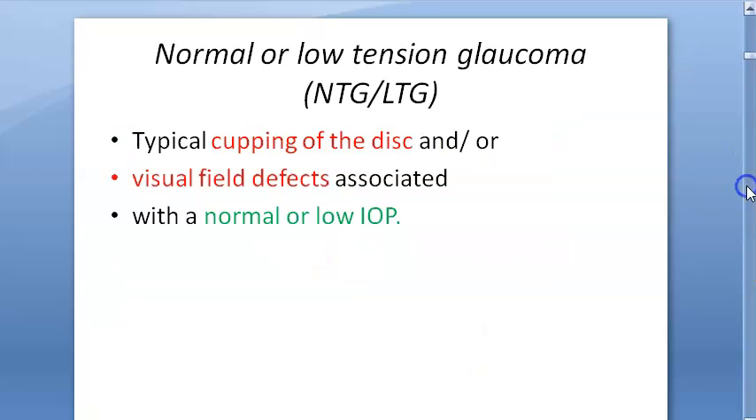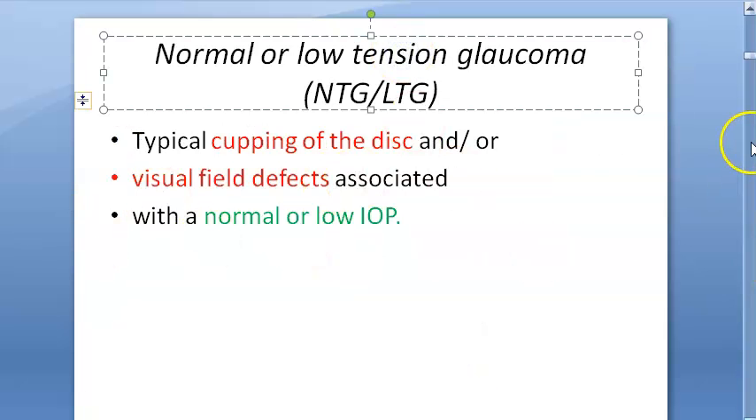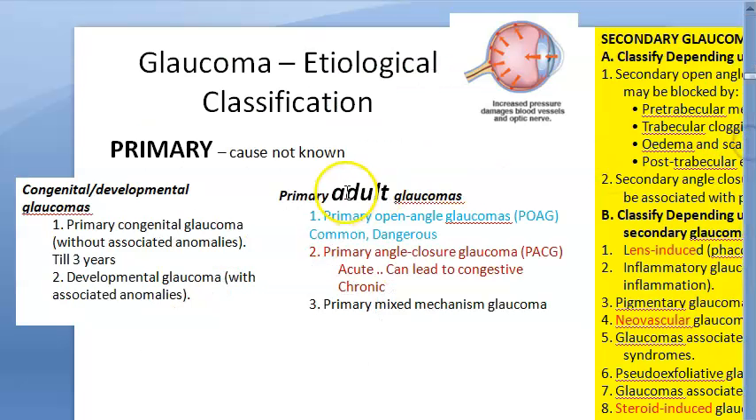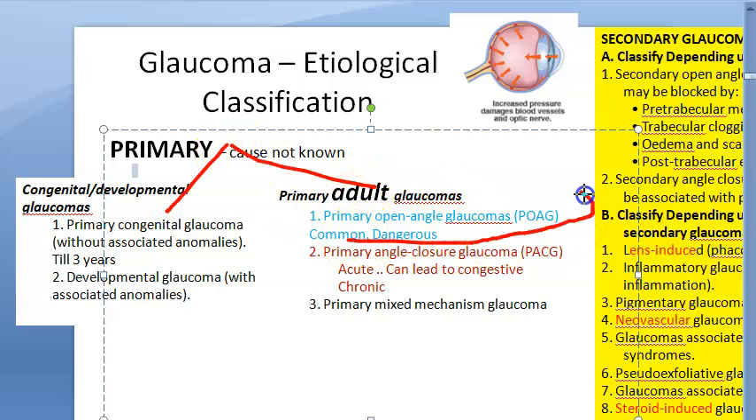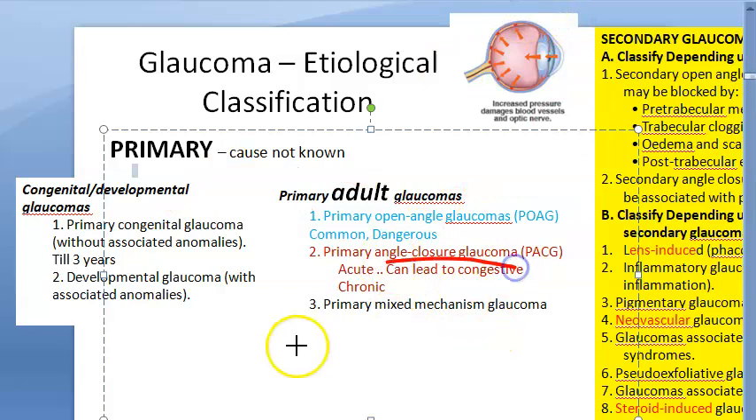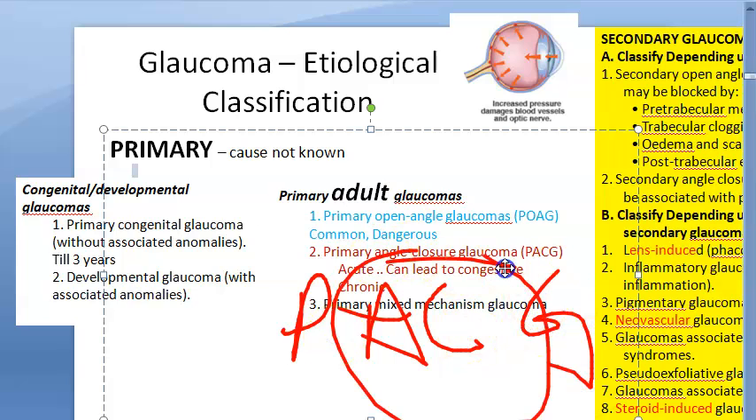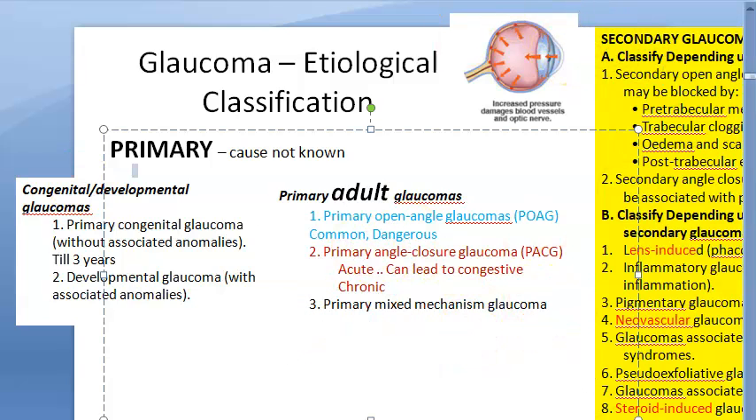right? So you have so many types of glaucoma, right? This is the classification of glaucoma. You have in primary you have congenital and adult. In adult, open angle glaucoma we have already seen. Now we are moving on to angle closure glaucoma. So primary angle closure glaucoma, PACG, okay? We are looking at this one, okay?